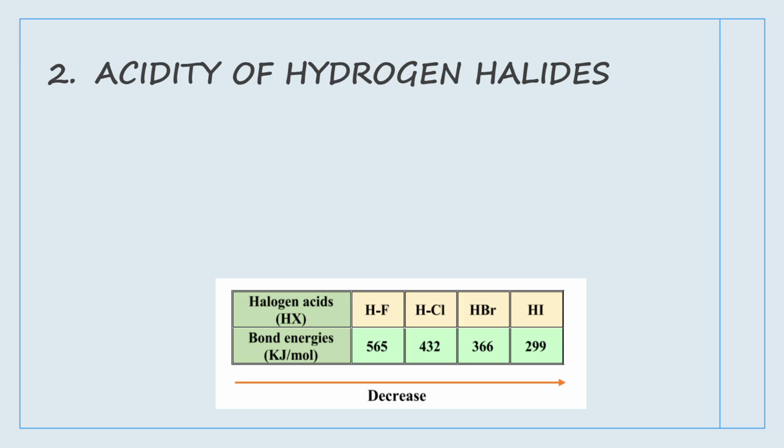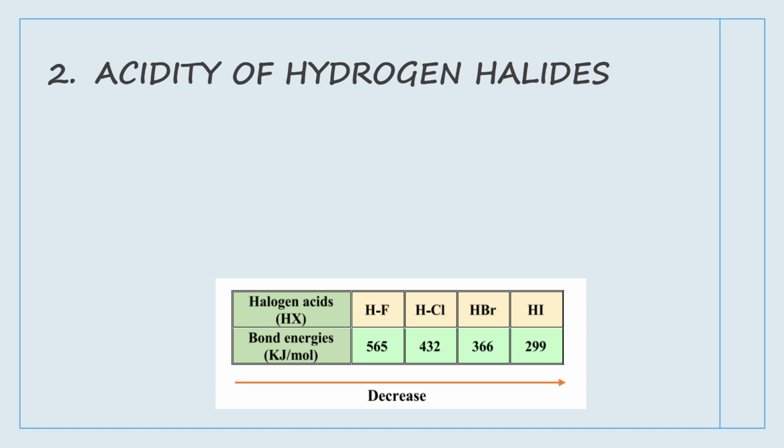Second, acidity of hydrogen halides. By acidity, we mean acid. And we know that acids are proton donors. Now, if you relate it with the strong acid, a strong acid is the one that completely dissociates, while the weaker one does not show complete dissociation. So, those acids which will release the proton directly, readily, are considered as the strong acids.